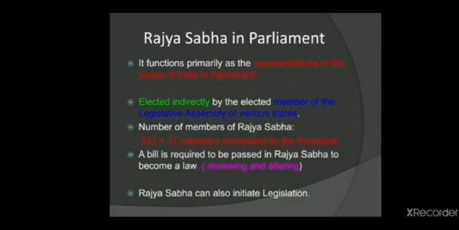So what is the function of the Rajya Sabha? From the word itself you can figure out the meaning of Rajya. Rajya means state. Sabha means council. So it is also known as the Council of States. It functions primarily as the representatives of the states of India in Parliament. From the word Rajya you can figure out that it has to be related to the states of India. They are representing the states of India.